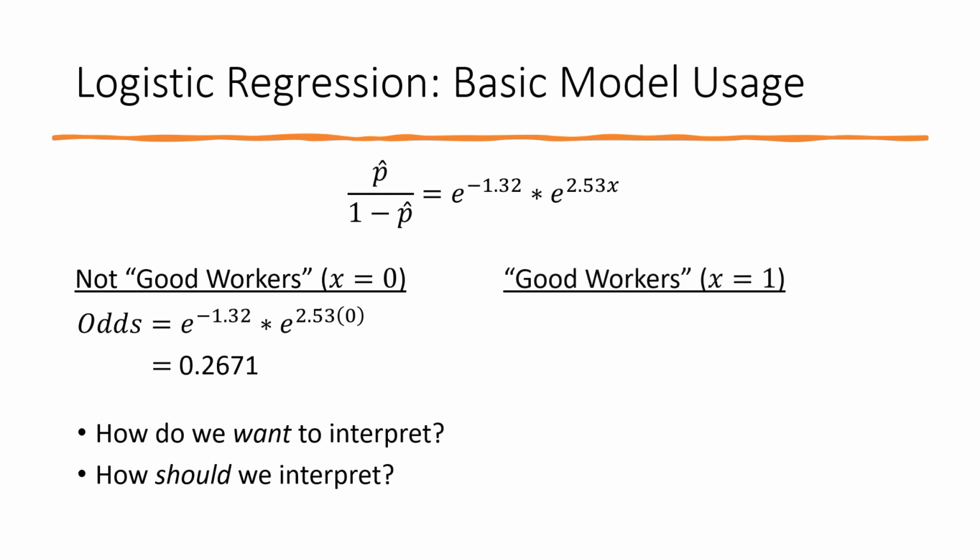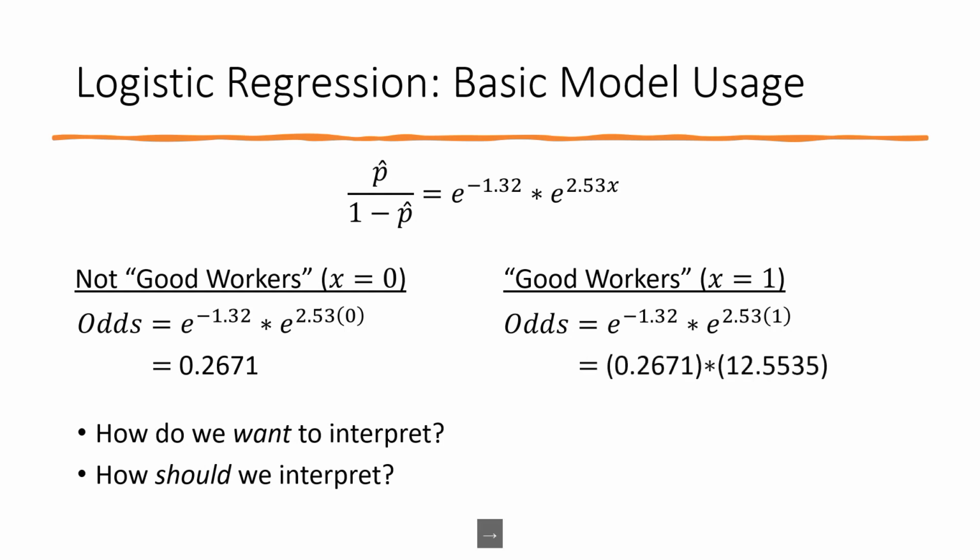For a good worker, I do the same thing, except instead of plugging in x equals 0, I plug in x equals 1. And this is just how I coded my independent variable good worker, 1 for the good workers and 0 for the not good workers. And then I go in and calculate my odds. Now, when I plug it in, the left-hand side is still 0.2671. That's the e to the negative 1.32.